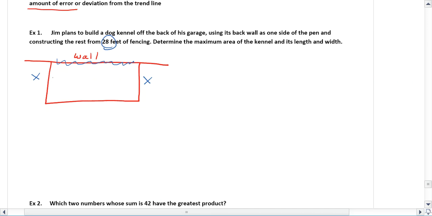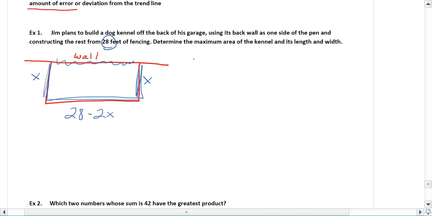So we had 28 feet here, here, and here. We used up x of it here, we used up x of it here, so what's left for this part would be 28 minus x minus another x, and that's 28 minus 2x. So now I have the sides labeled, and that's maybe one of the most tricky parts of these. So now determine what the maximum area is.